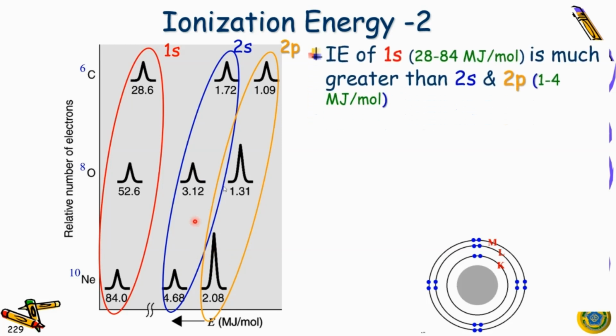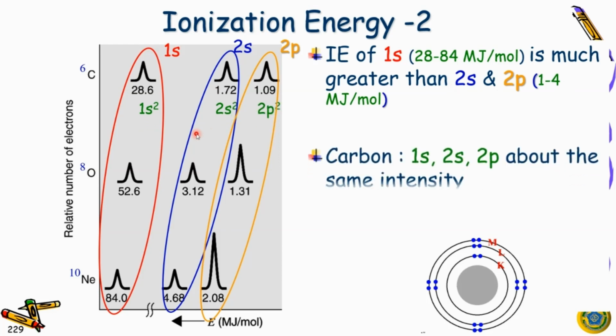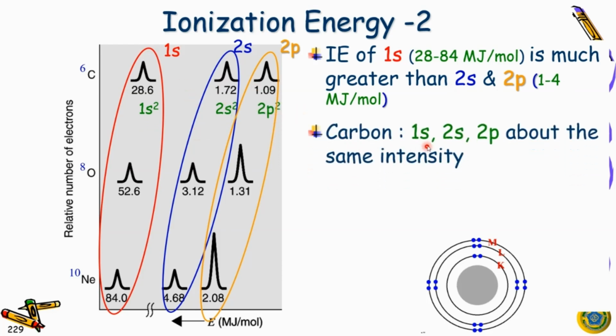So IE is short for ionization energy. Okay, the IE of the 1s is much greater than that of 2s and 2p. That's what we already know. Okay, so in the case of carbon, 2s2 and 2p2 have about the same intensity.